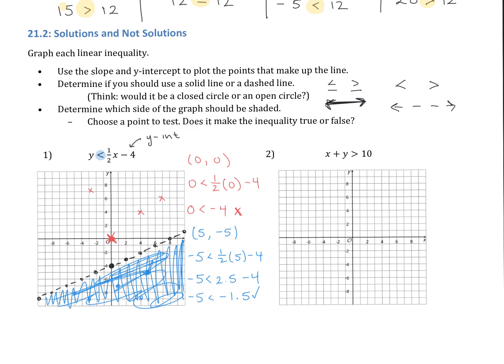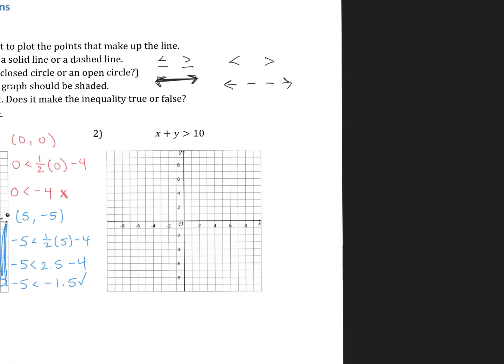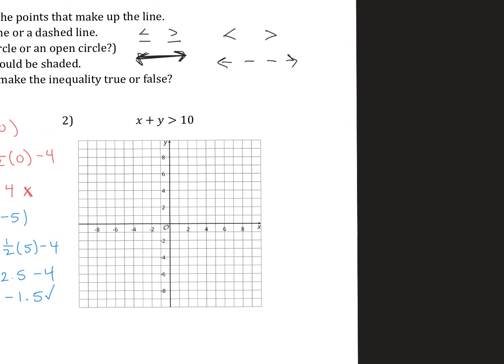We're going to do one more together where we do the whole full thing. And then we're just going to practice the testing points part. So for the next one, the first step is to graph the line. But right now, this inequality is not set up to be graphed. It doesn't have y by itself. So before I can do anything else, I've got to do some work here. Oh, I'm going to run out of space.